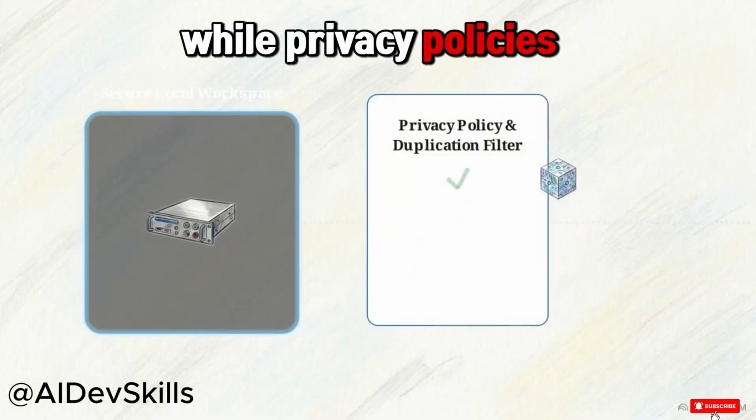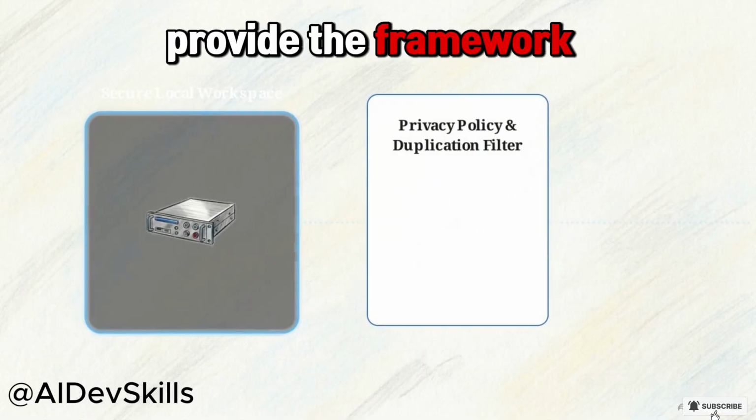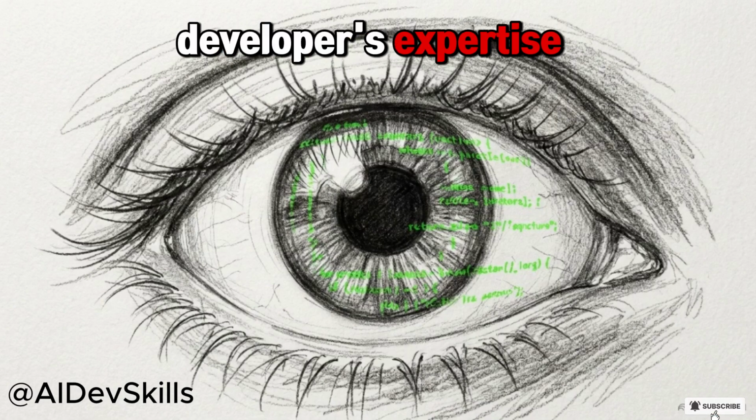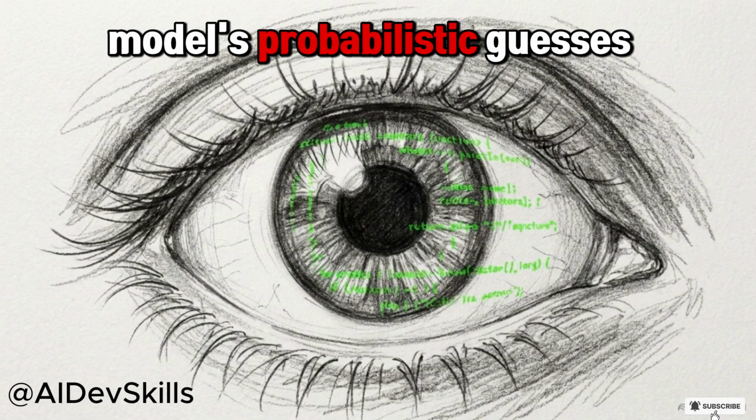While privacy policies and duplication filters provide the framework for safe use, the ultimate security boundary is the developer's expertise in validating the model's probabilistic guesses.